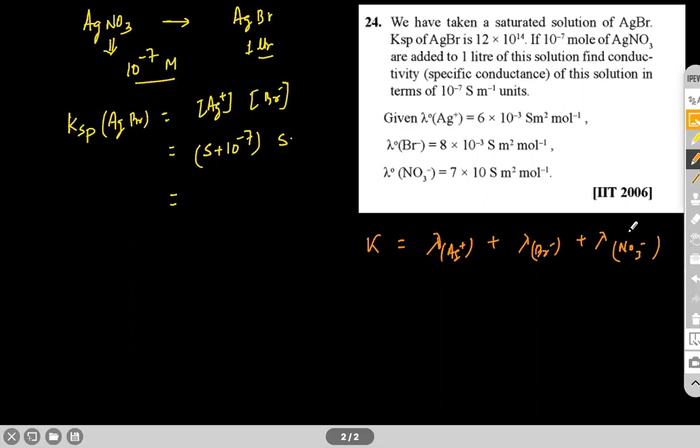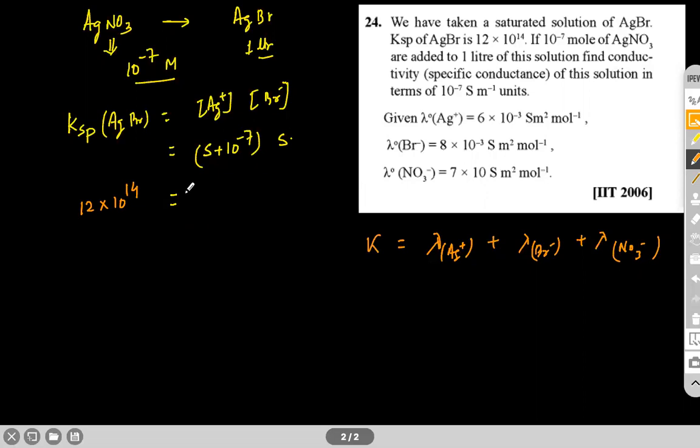So we need to find out the solubility of AgBr in AgNO3 solution. Okay. So the concentration of Ag plus will be S plus 10 to the power minus 7, because this we have added, and the concentration of Br minus is S. Ksp value is given, which is 12 into 10 to the power 14.